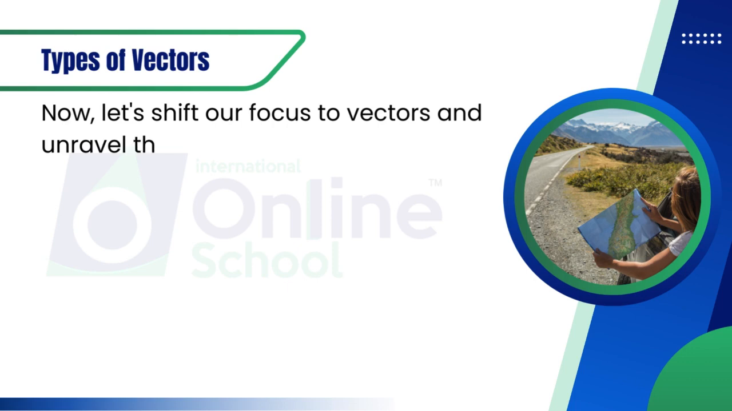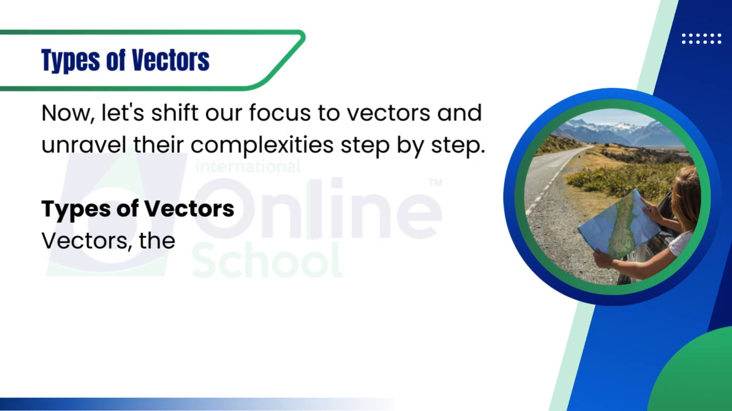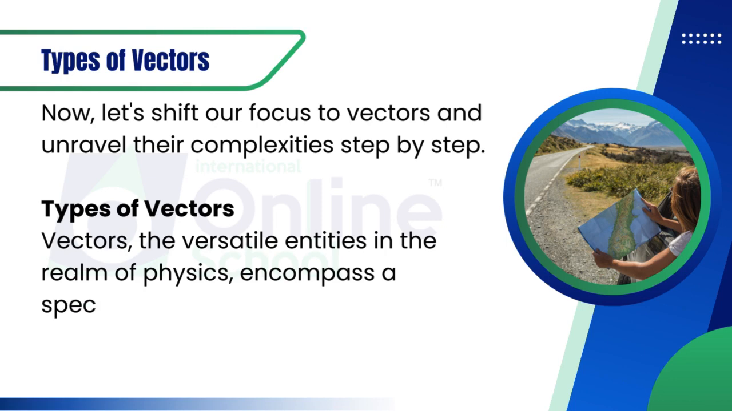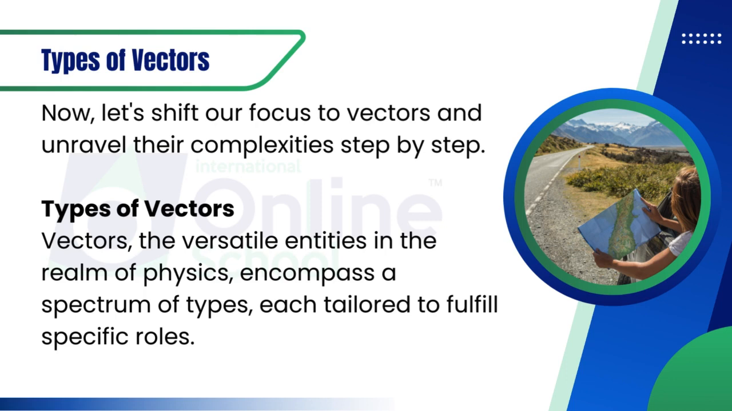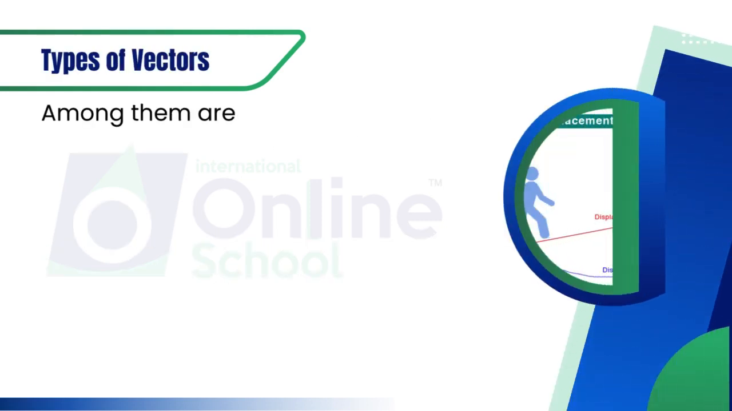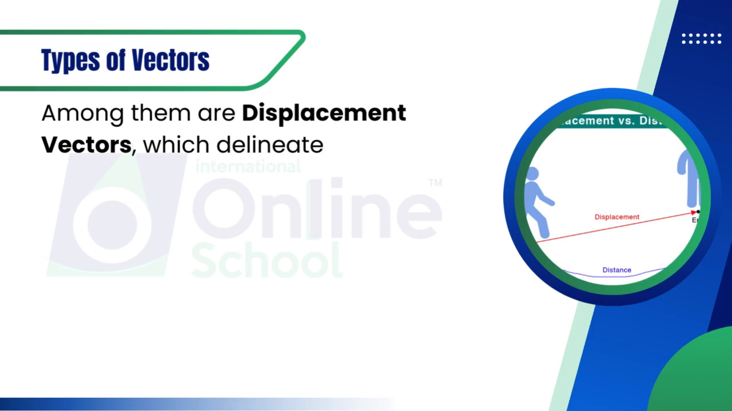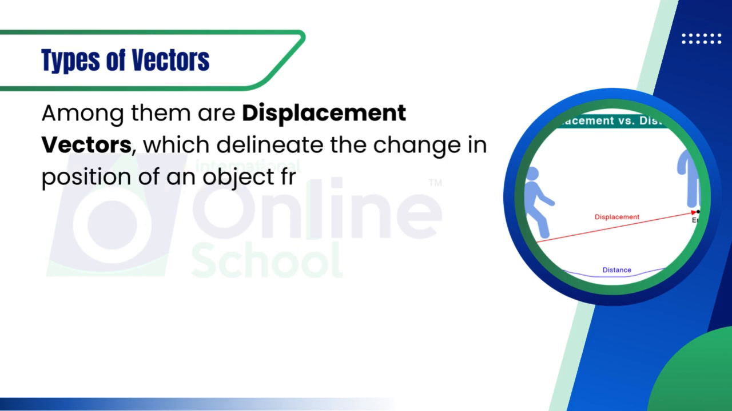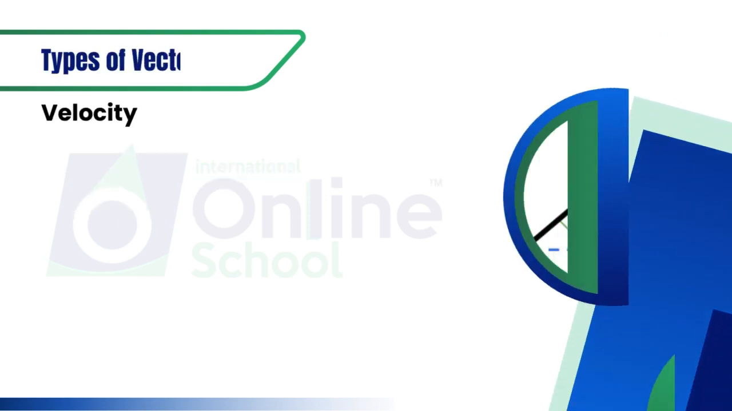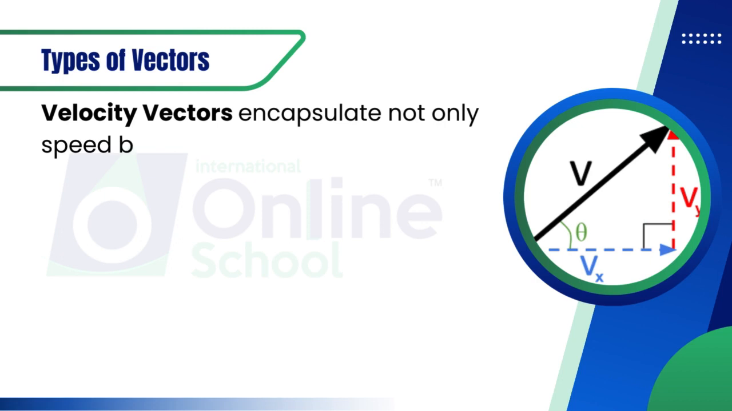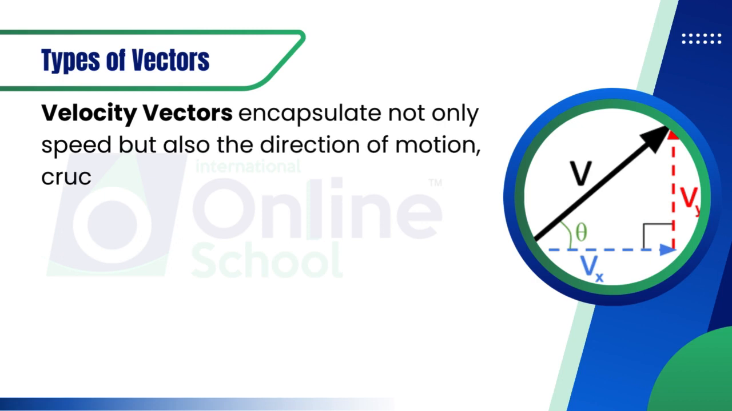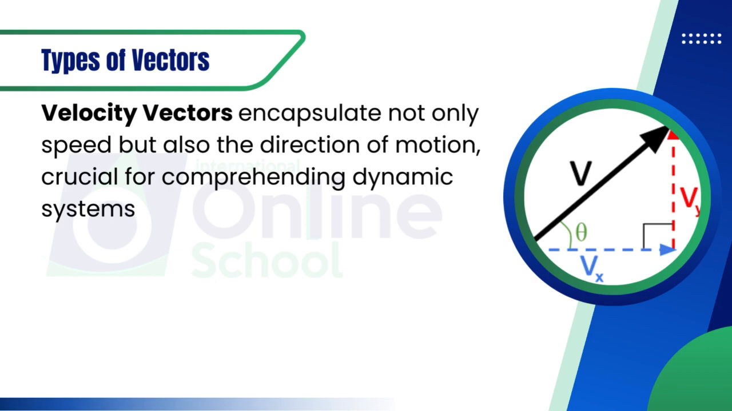Now, let's shift our focus to vectors and unravel their complexities step by step. Types of vectors. Vectors, the versatile entities in the realm of physics, encompass a spectrum of types, each tailored to fulfill specific roles. Among them are displacement vectors, which delineate the change in position of an object from its initial to final location. Velocity vectors encapsulate not only speed but also the direction of motion, crucial for comprehending dynamic systems.